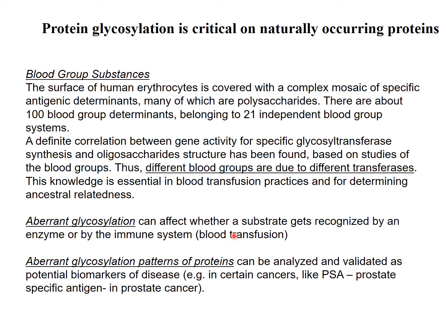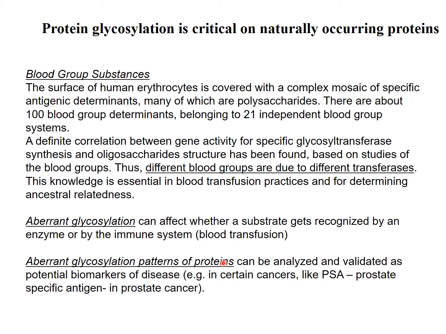Now, aberrant glycosylation, you remember blood transfusion? If you add blood to a patient which is foreign to the patient, then the immune system can recognize this transfused blood. It can play also a role after birth, the mother can develop antibodies against those surface determinants that are coming from the fetal blood, and then there will be a problem, rejection of the second pregnancy.